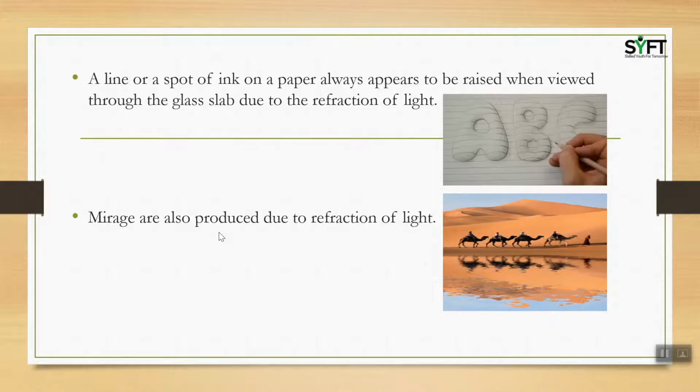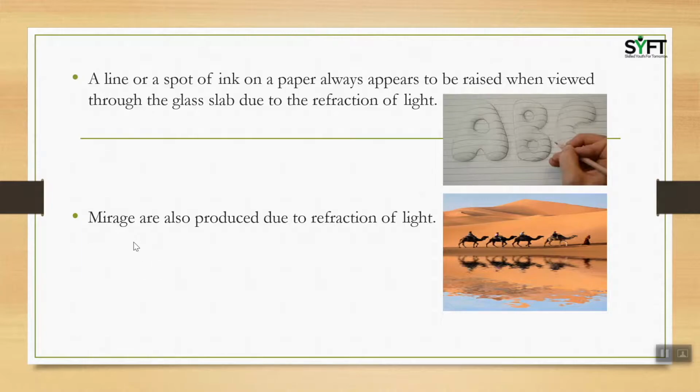Another consequence of refraction is that a line or a spot of ink on a paper always appears to be raised when viewed through a glass slab due to the refraction of light. You can try this at home also.